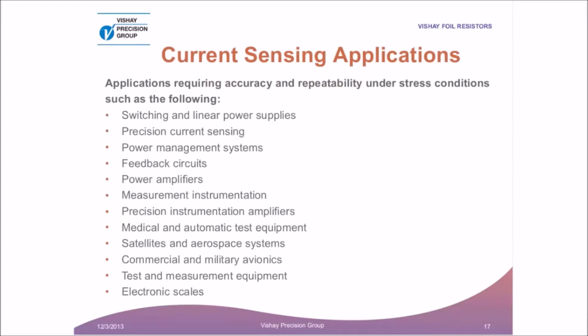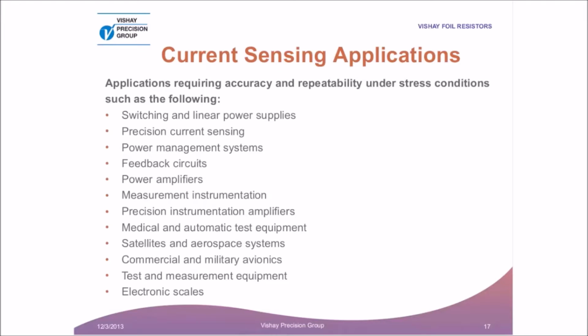So now we're going to look at a few of the application areas that we normally see, either existing or as emerging applications for power current sensing. Obviously, we have switching and linear power supplies, power management systems, and power amplifiers. Maybe they're existing, more traditional applications. But we also see now a lot of emerging applications, particularly in medical, automatic test equipment, downhole equipment, high temperature electronics, commercial and military avionics for precision current measurement.